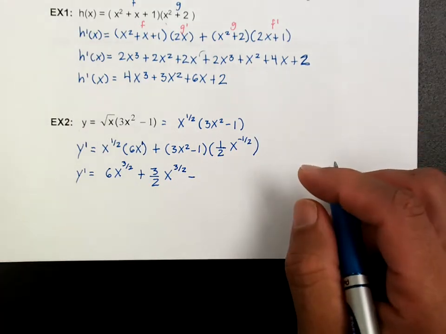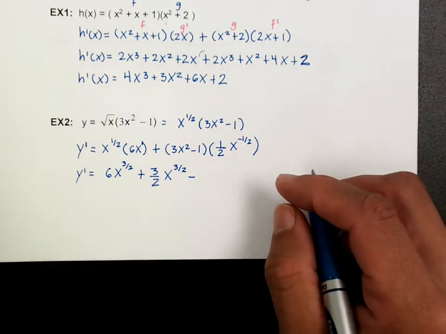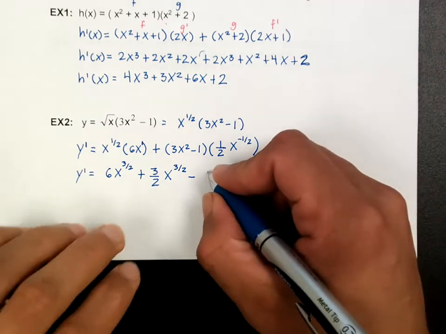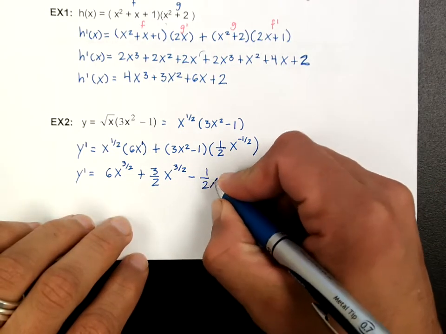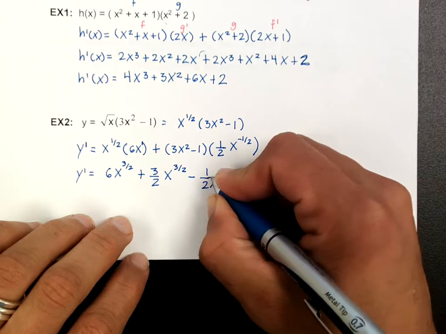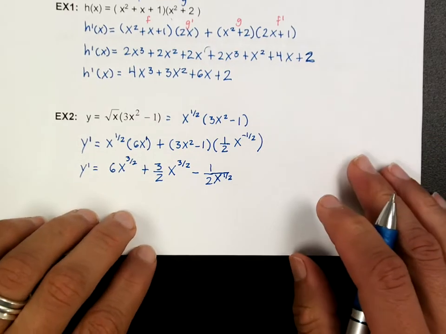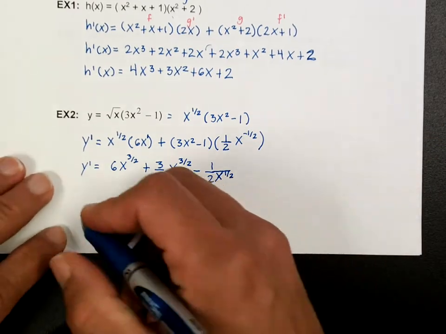Minus, let's see, what should we have after that? Minus 1/2, and I'm going to go ahead and leave this x to the 1/2 down here. Now I'm going to go ahead and transfer that. Now I'm going to add like terms.